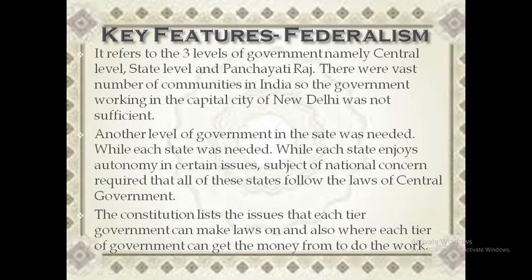Federalism means government will work on different levels. First level is the central level. The collective administration of the whole country is looked after by the central level of government. This is done from Delhi. State level work and administration is done by state governments, and at village level it is the Panchayati Raj which looks after all the work.